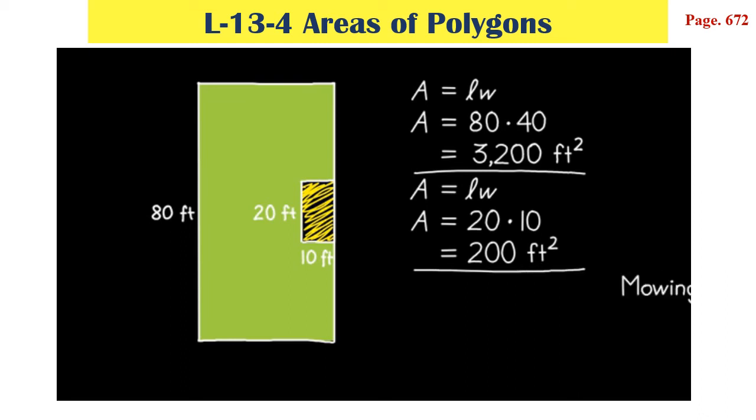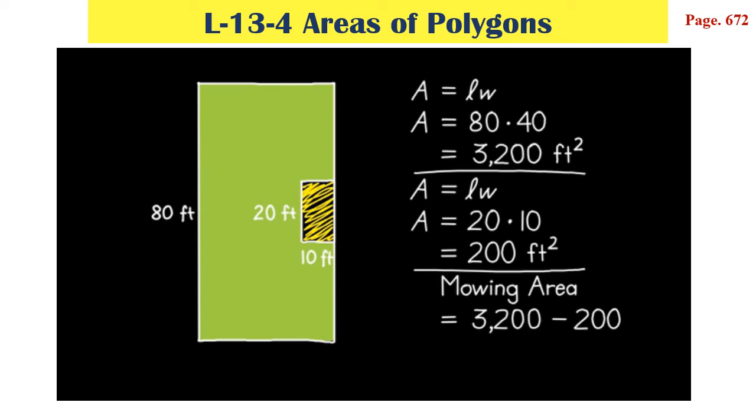Now, to find the area of the land Peter needs to mow, we'll subtract the area of the porch from the area of the entire land. That's 3,200 minus 200. The difference is 3,000. So the area of the land that Peter needs to mow equals 3,000 square feet.